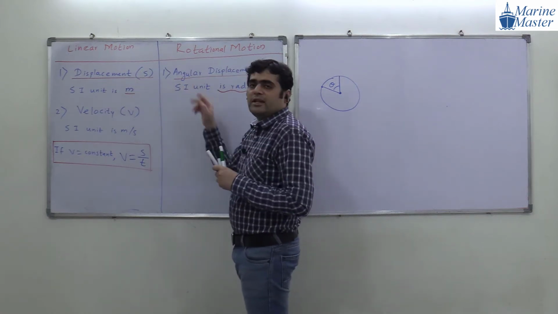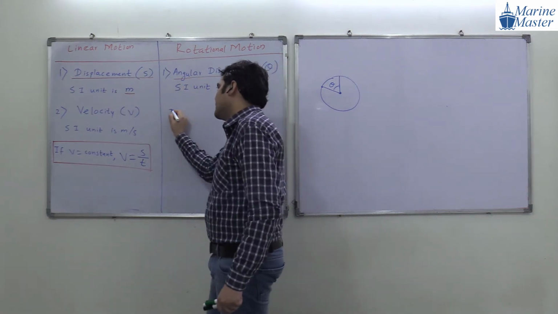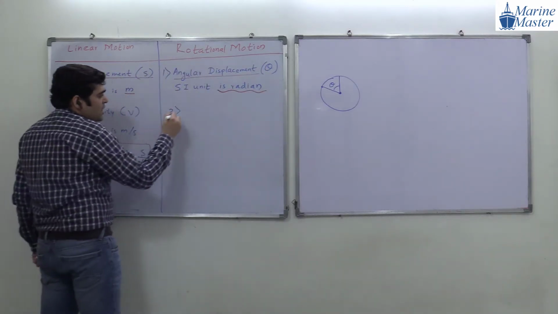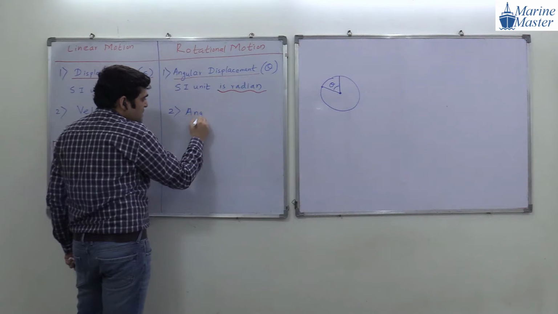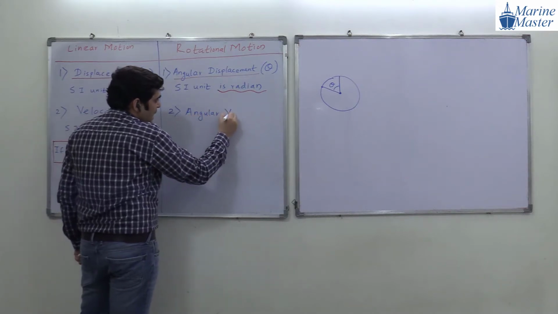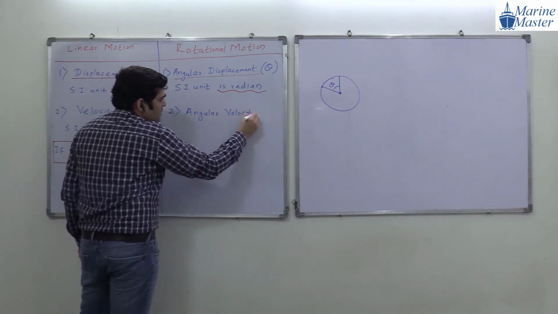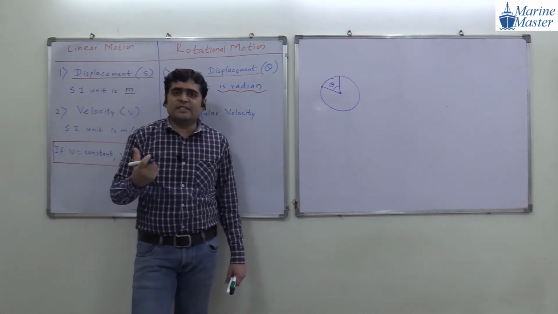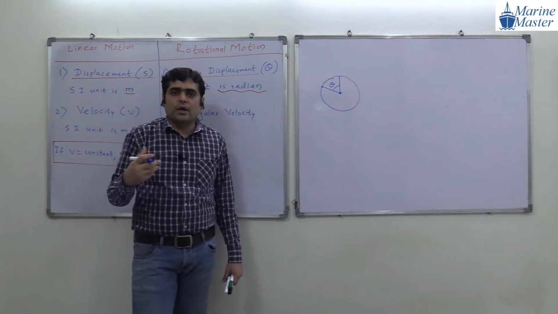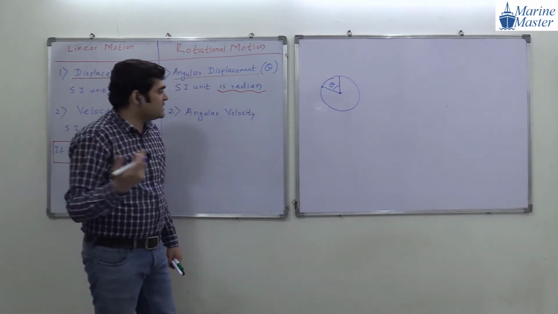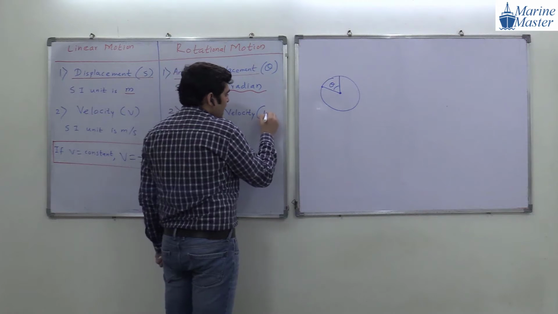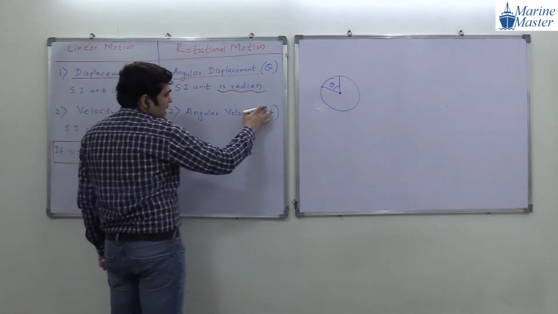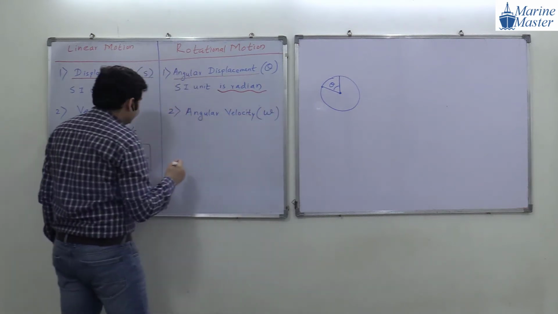Now, the second point in rotational motion. Here we have displacement, angular displacement. So what will be the second point here, guys? Angular velocity. In one chapter we studied angular velocity. In which chapter did we use it? In the chapter Balancing we used angular velocity. And angular velocity is denoted by omega.